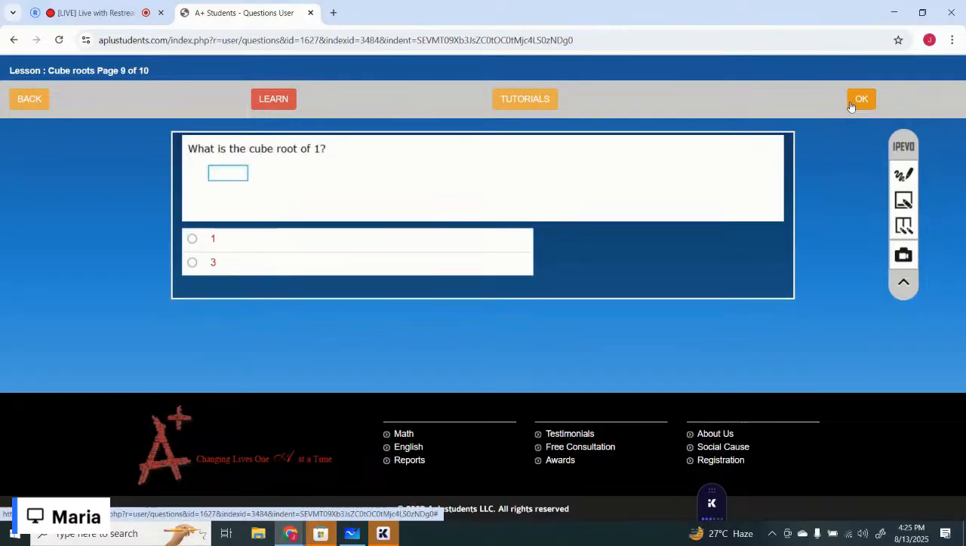What is the cube root of 1? The cube root of 1 is 1. Option number 1 is the correct option.